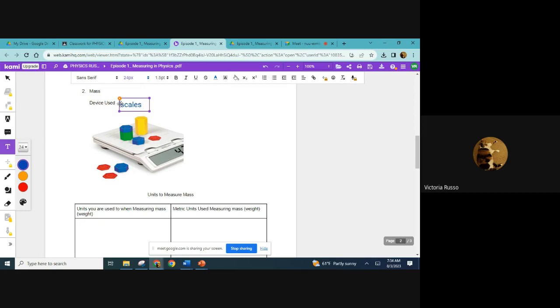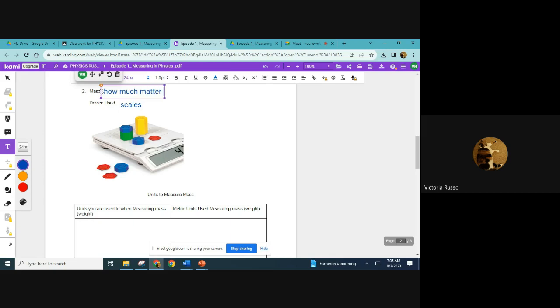So every object has the same mass. The weight of an object is dependent on the force of gravity, which is the same on Earth. But if you went to the moon, it would be different. Mass, you could say, is how heavy the object is, but that's technically wrong. It really measures how much matter is in the object.